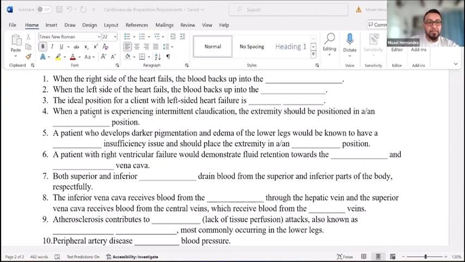Number four, when a patient is experiencing intermittent claudication, which we probably have to look up if you don't know it, the extremity should be positioned in a or an blank position. This is to maximize perfusion.